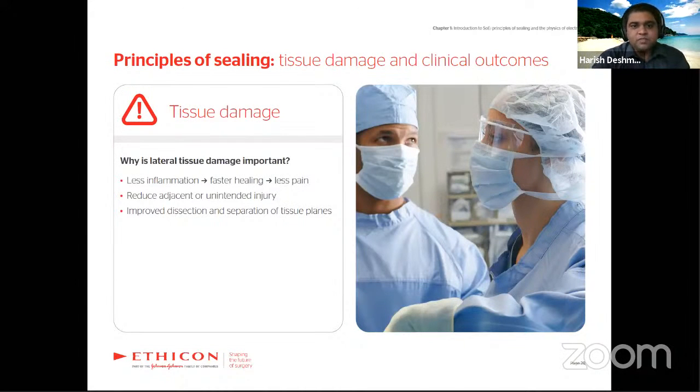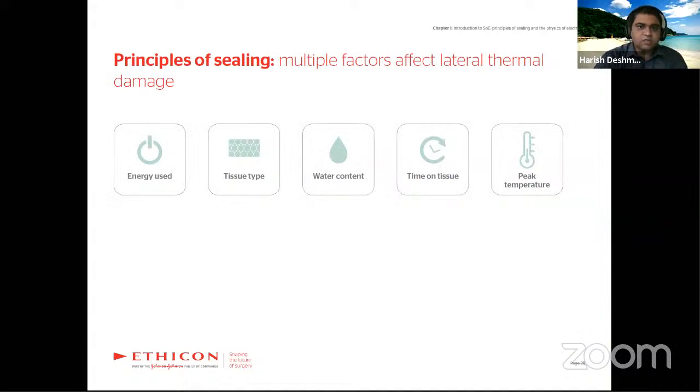Tissue damage is very important because it helps in faster healing. If there is no lateral thermal spread or no lateral tissue damage, it will improve the patient outcome automatically because there will be no pain and no adjacent injuries. It will always give a better dissection and separate the tissue planes better. What actually affects this is definitely water content, the type of tissue, whether it has more collagen or elastin, time on the tissue, the peak temperature you are using, whether it is 60 degrees, 100 degrees or beyond, and the type of energy which you are using. All these five factors affect the overall lateral thermal damage.